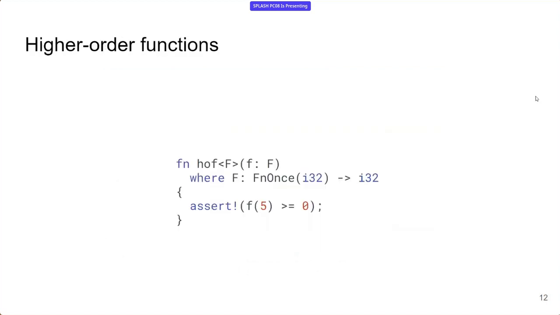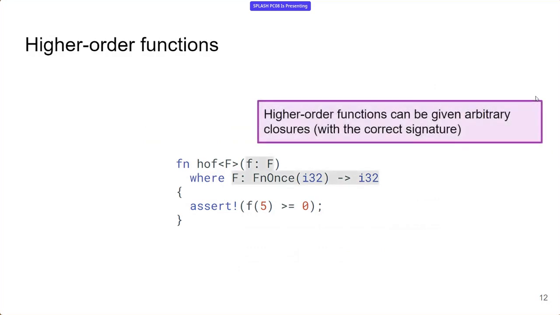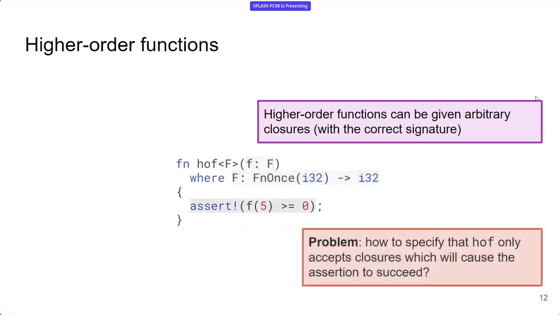Okay, now let's talk a bit about higher order functions. So again, syntax notwithstanding, this is basically just a function which takes a closure from an integer to an integer, and it tries to call this closure with the argument 5 and show that it's not a negative number. But of course, I could be evil and pass to this higher function a closure which always returns -1, making this assertion fail. So how do we actually specify the requirements for the caller of this higher function?